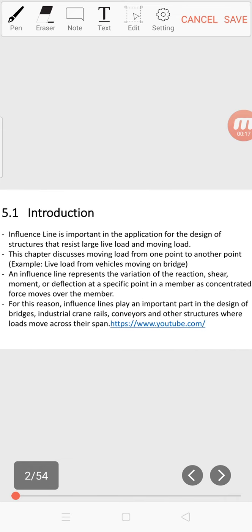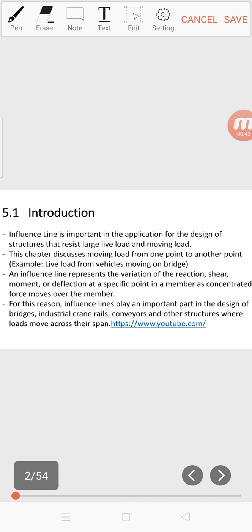Influence line is very important in the application for the design of structures that resist large live load and moving load. For example, bridge. This chapter discusses moving load from one point to another point. For example, load from vehicles moving on the bridge.